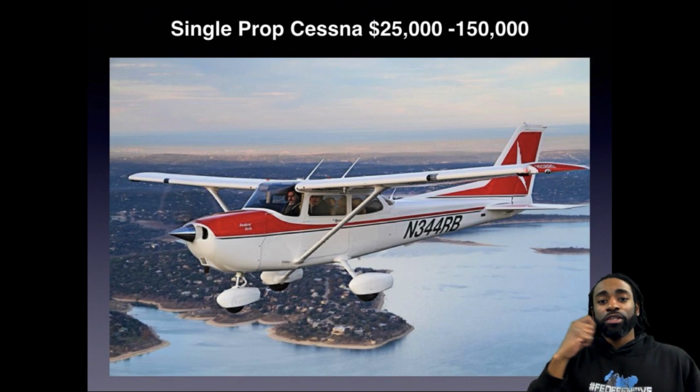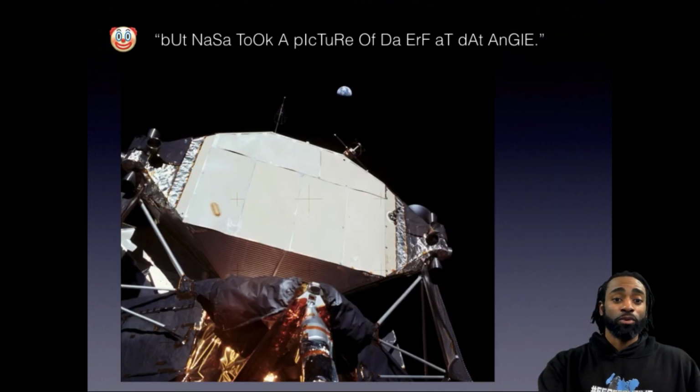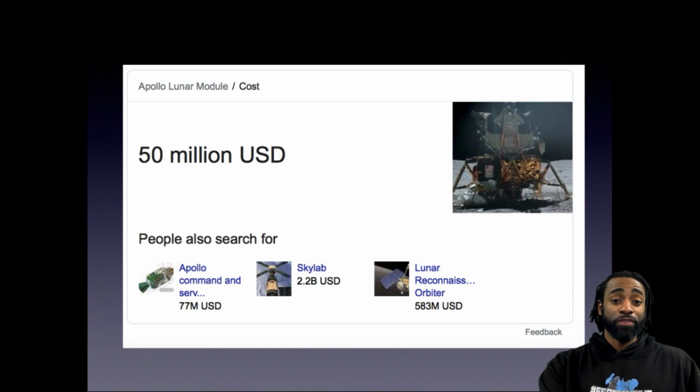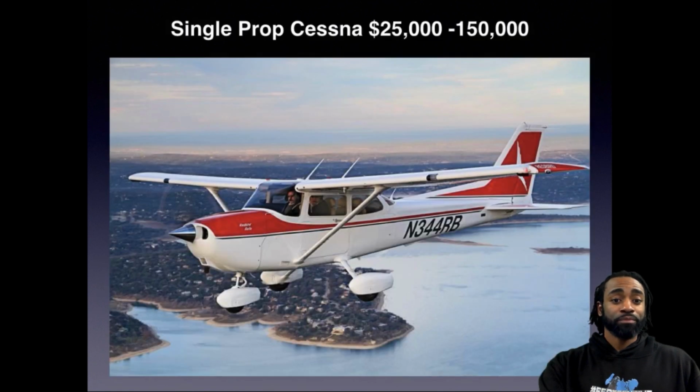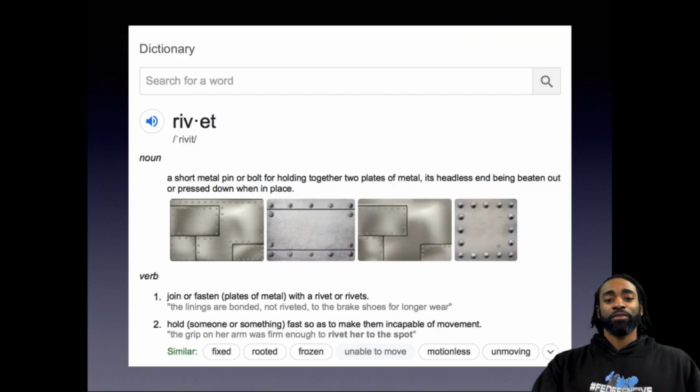Anyway, so let's do a technological comparison here. This is a single prop Cessna. Price range 25,000 to 150,000. Okay, now let's go back. This is the lunar module, $50 million. Okay, single prop Cessna, 25,000 to 150,000. Right. Now let's look at just one thing. The rivets is one thing I want to point out here. Just the frame of the lunar module.